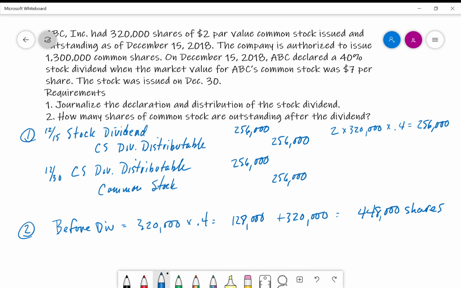So this short little video is how we do a large stock dividend. Remember, we don't have our paid-in capital here, and we're basing things off of our par value.